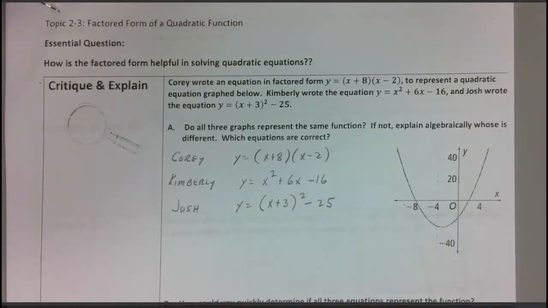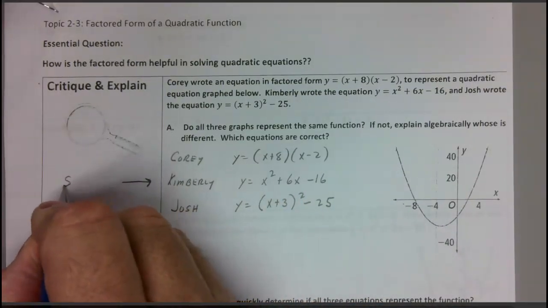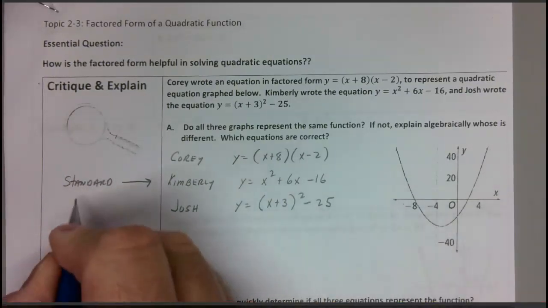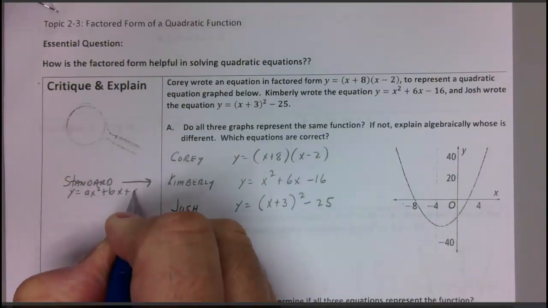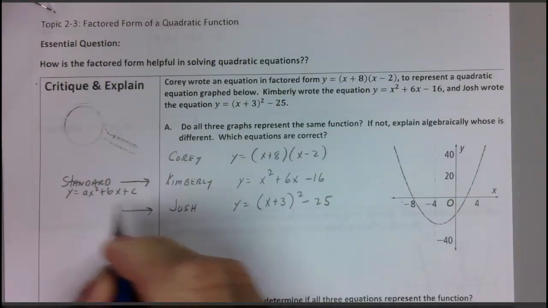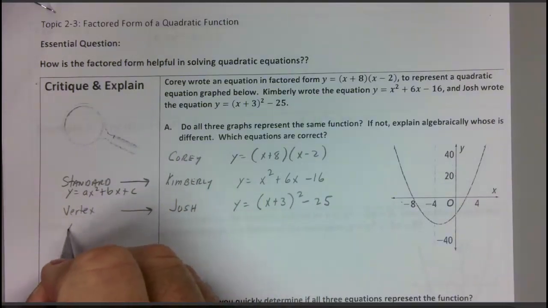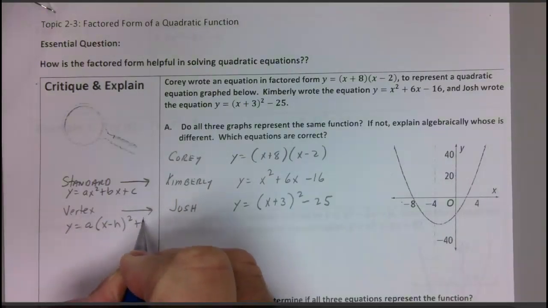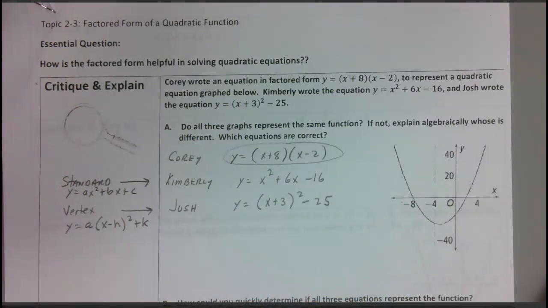Now, we've worked on two of these. We've worked on Kimberly's already, which is in standard form, which is y equals ax squared plus bx plus c. And we've also worked on Josh's, which is vertex form, which is probably the best form. It's y equals a times x minus h quantity squared plus k. Today we're going to be working on this one, which is called factored form.